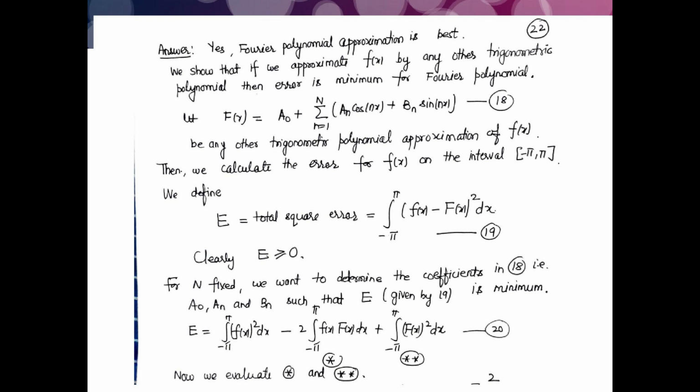Now we define the error. We can define the error in terms of difference of the function and its approximation. We can take its mod also. Here we are taking error as a total square error, and we are defining it as integration from minus pi to pi of the given function f of x minus capital F of x whole square dx. Equation number 19. Clearly this error e is greater than or equal to 0.